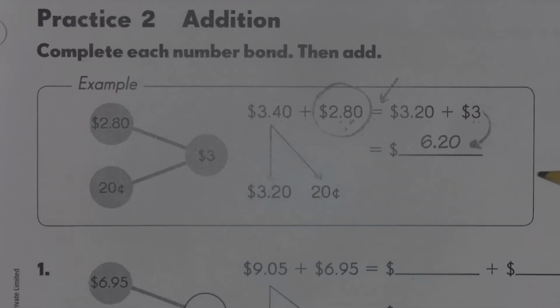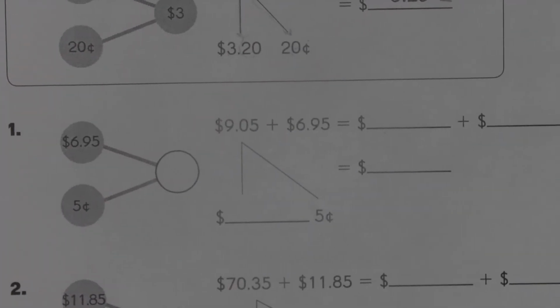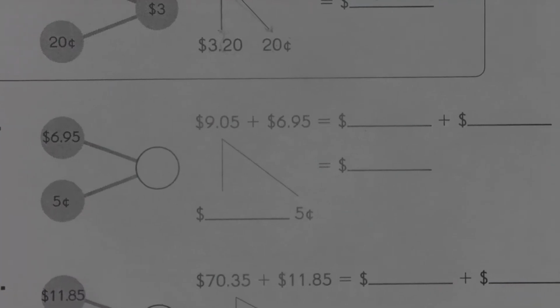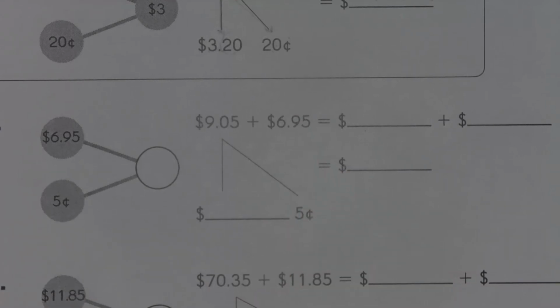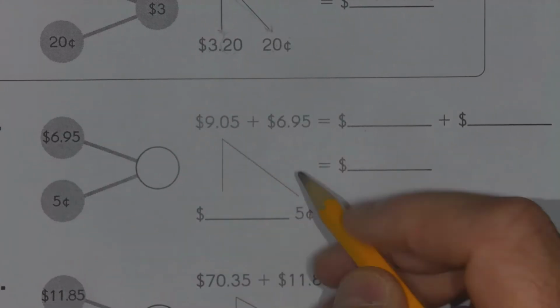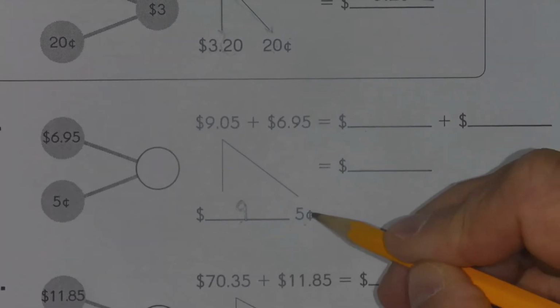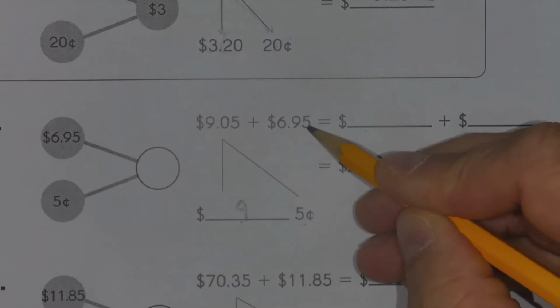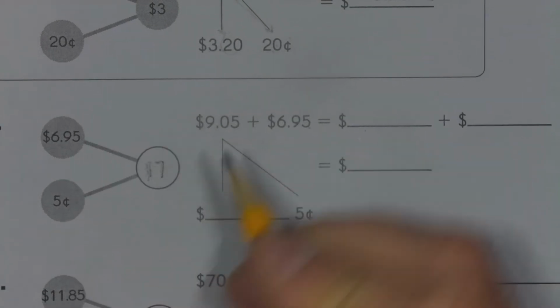So I'm going to move on from there, because if I over explain it, it's going to get even more confusing, and we'll just start working through some of these. So on your paper, on number 1, you can see they have $9.05 plus $6.95. And what they're saying is from that $9.05, I'm going to separate those out, and I'm going to have $9 here and 5 cents here. Okay. When I add that 5 cents to $6.95, if I do that with my number bond, then I come up with 7 even dollars.